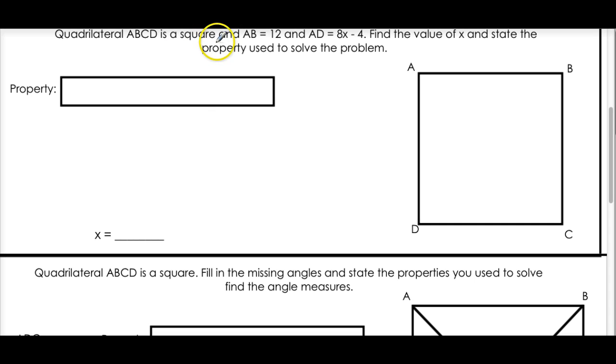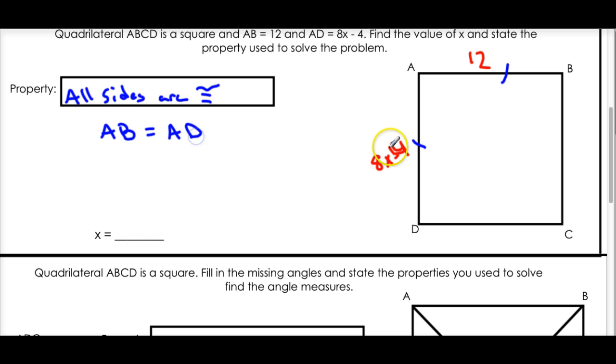Quadrilateral ABCD is a square. AB is equal to 12 and AD is equal to 8x minus 4. Find the value of x and state the property that helped you solve it. Well, what do we know about these sides? We know all sides of a square are congruent. Since all the sides are congruent, we could just say that AB is congruent to AD, all right, as we marked here. We can then set up our equation.